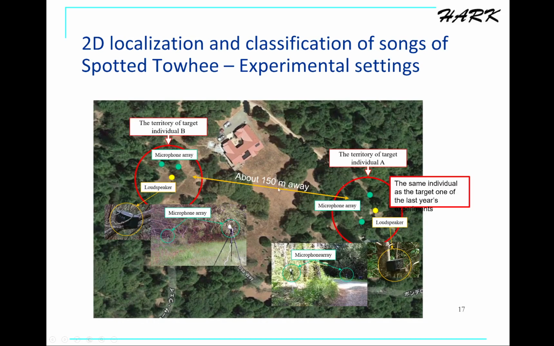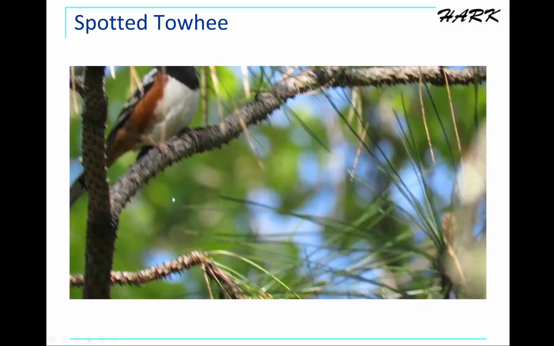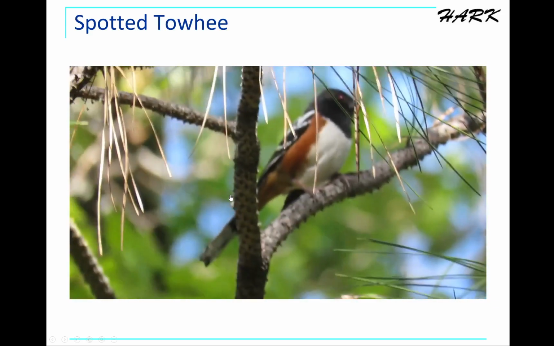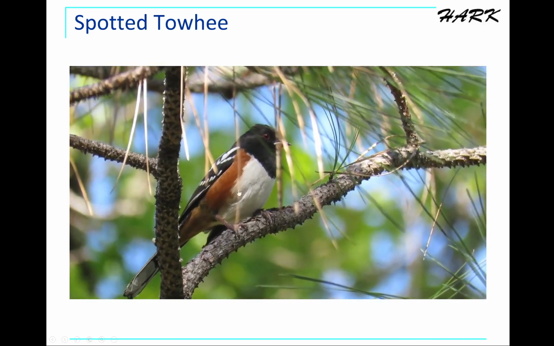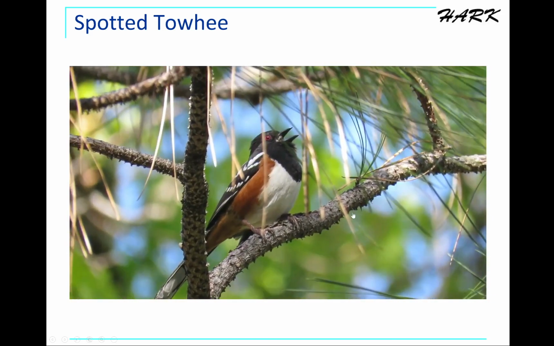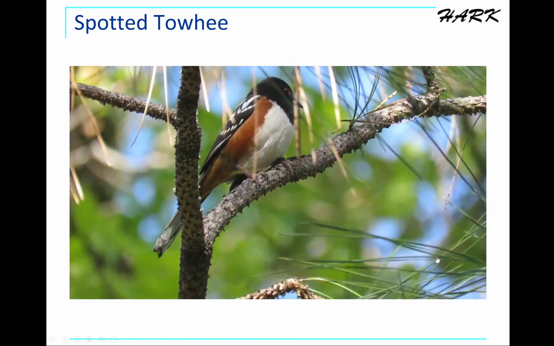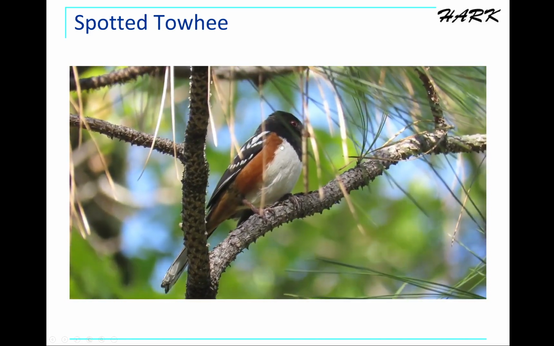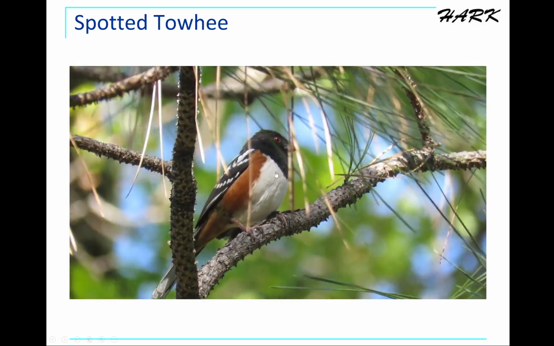This is a map of the experimental field, and this is the territory of target individual A. These are my two microphone arrays. This is a loudspeaker, and this is for the target individual B. And this is a song of this spotted towhee. Where is a call replayed from the loudspeaker? And this is a song of this individual.